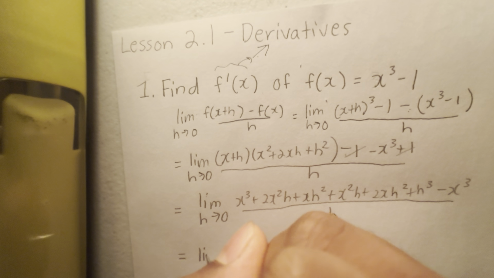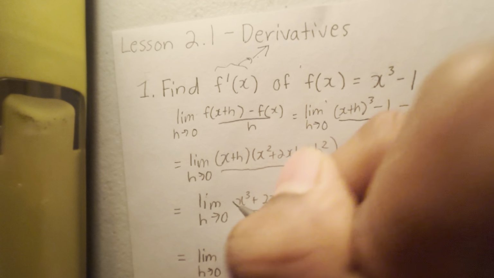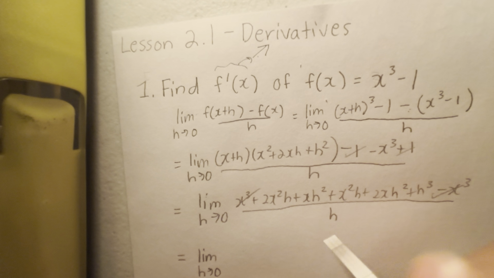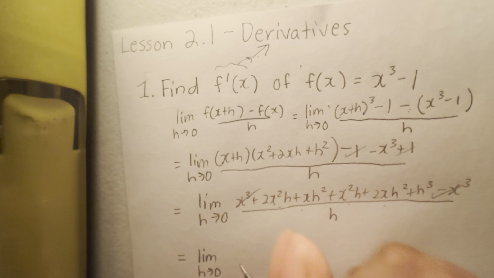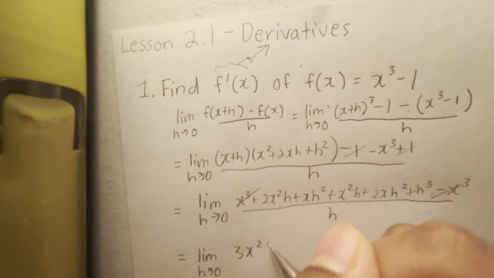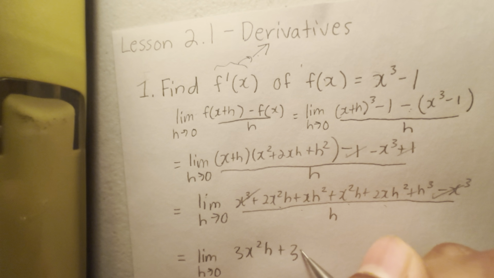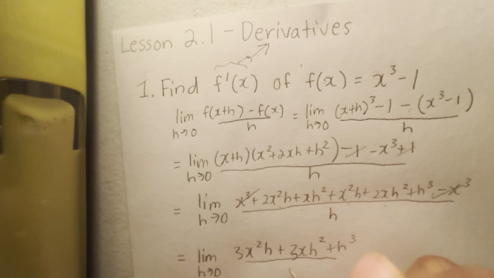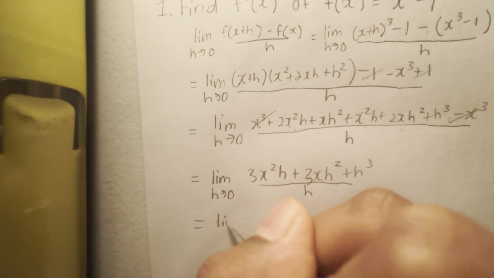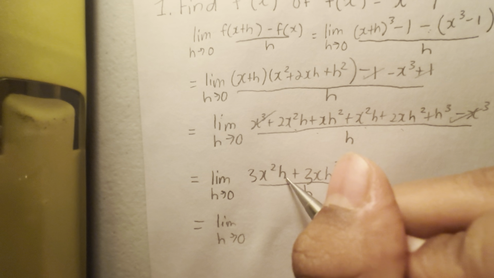Then we get the limit as h approaches 0 of this, and here you can see that these two terms cancel out. Then you can see that this one and this one add, and this one adds. So you would just get 3x squared h plus 3hx squared plus h cubed, all over h. Then that equals the limit as h approaches 0 of... you see first that h is a common denominator.